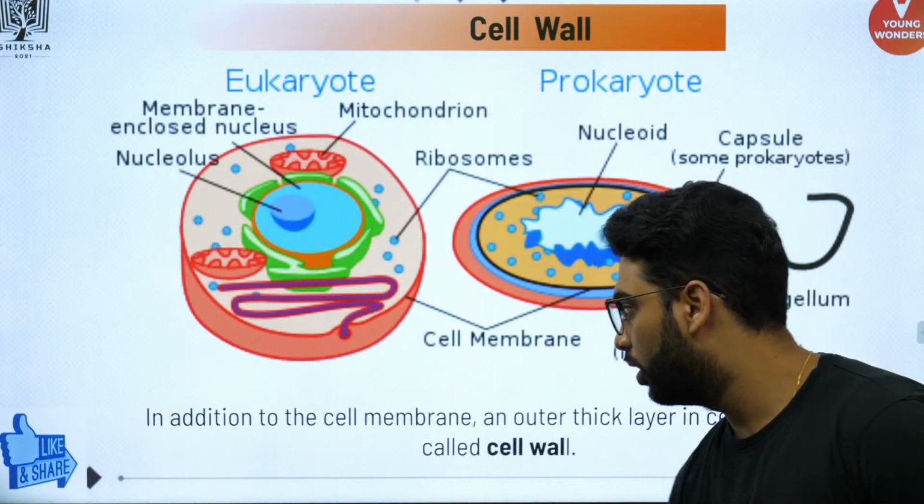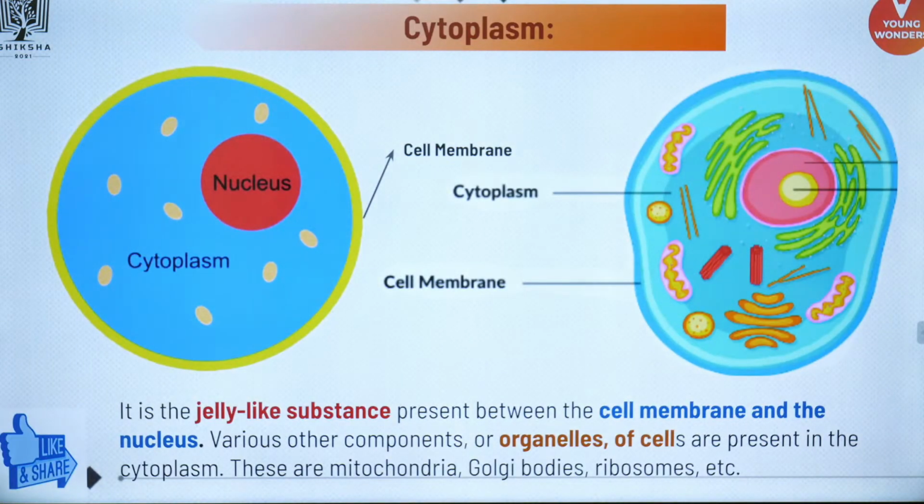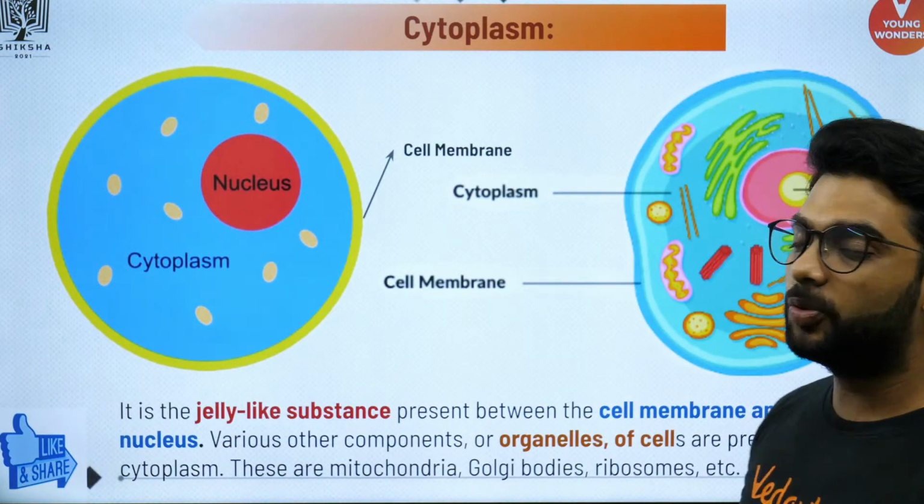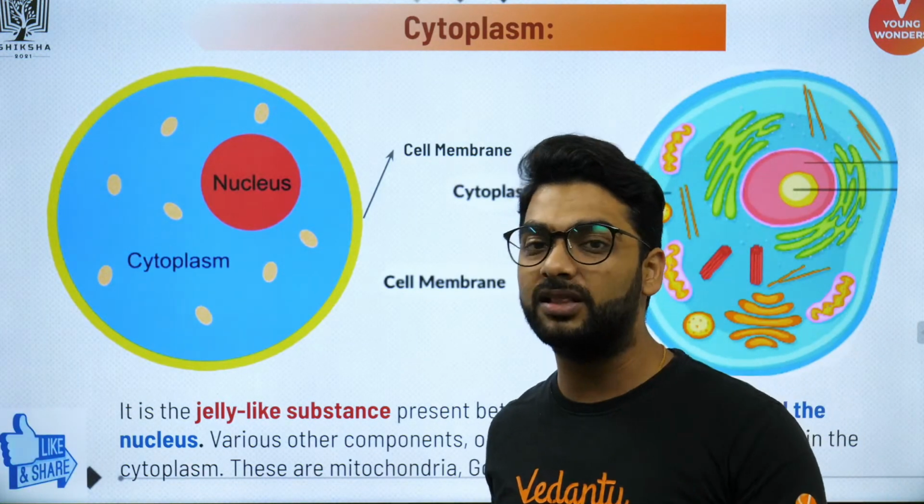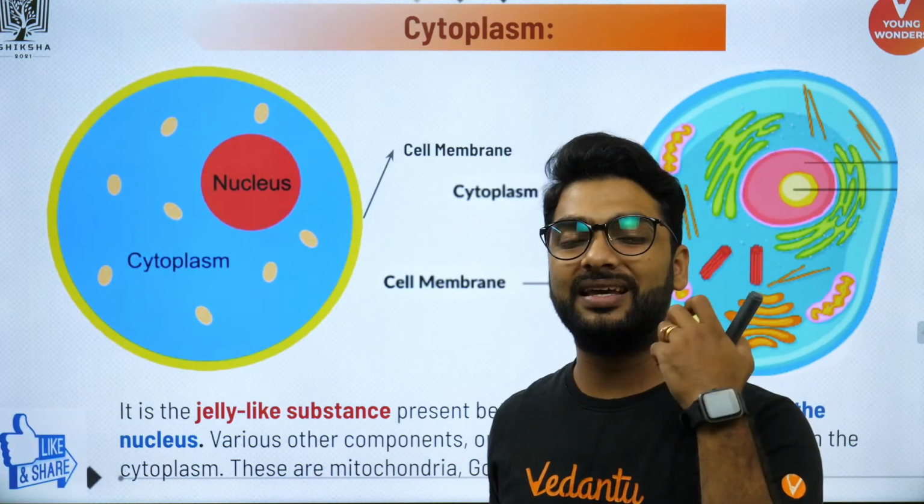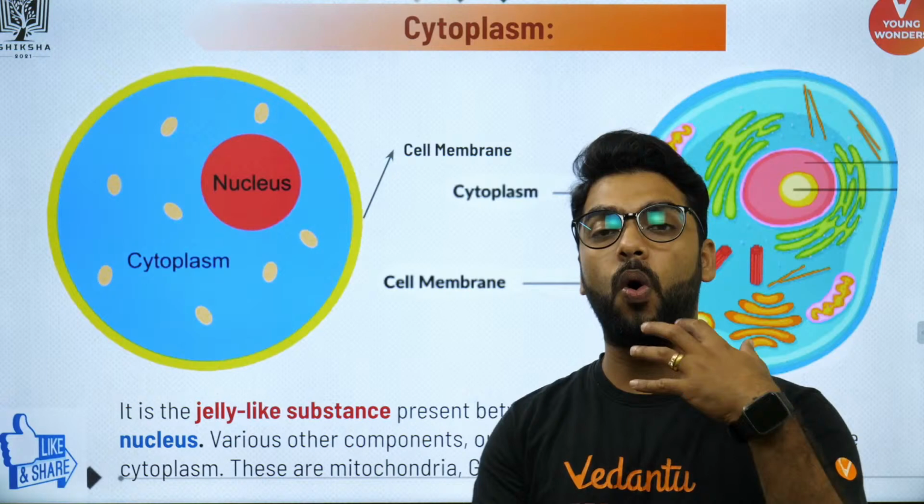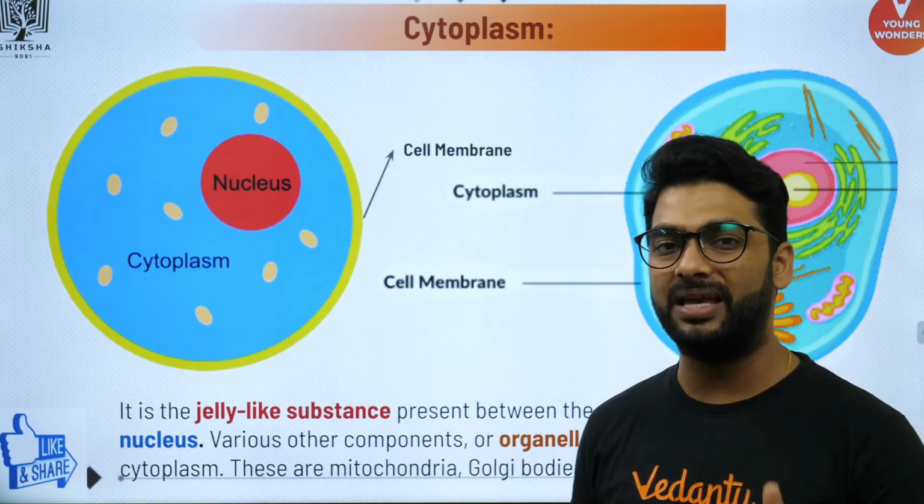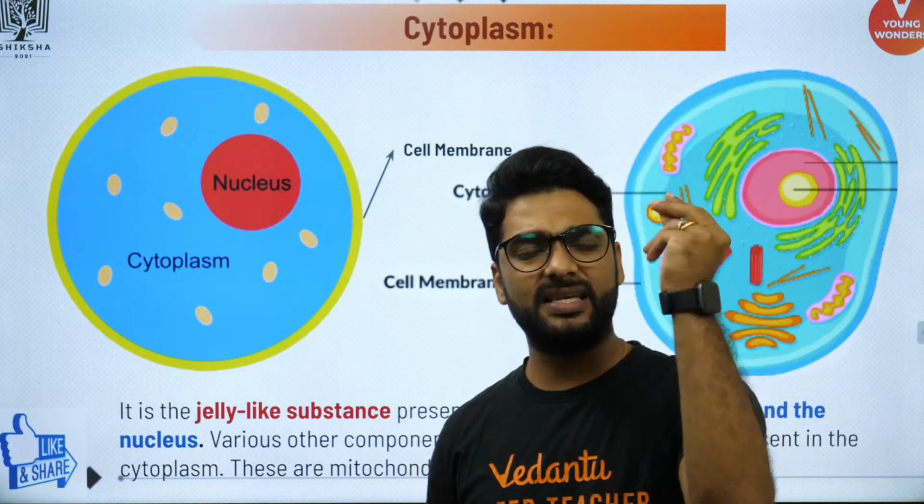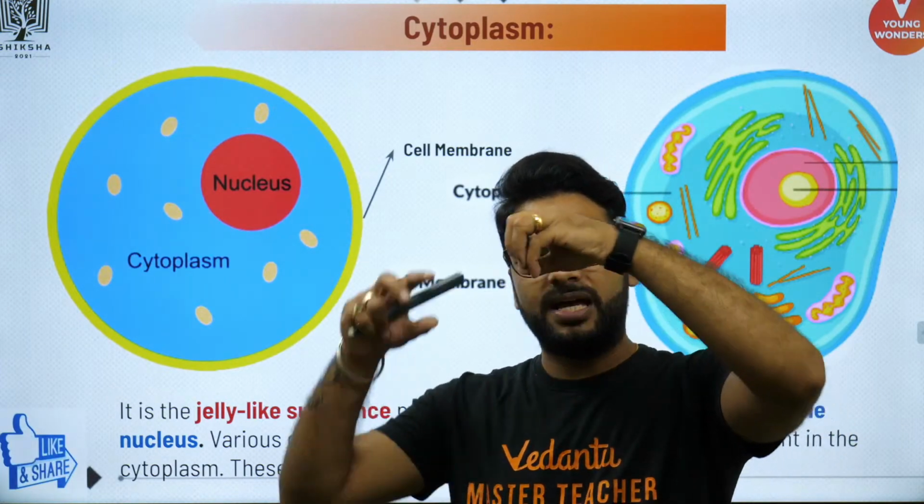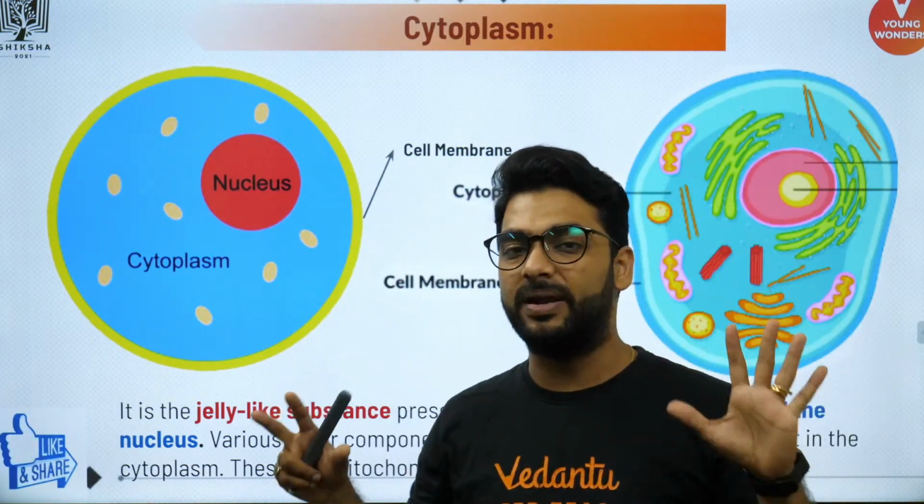Okay? Let's move ahead and talk about the cytoplasm. The cytoplasm is the chemical wealth of the cell. It is called the chemical wealth of the cell because all the chemical reactions take place in the cytoplasm. It is a jelly-like substance which has all the cell organelles suspended in it.